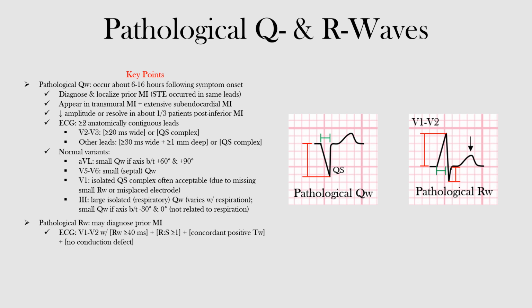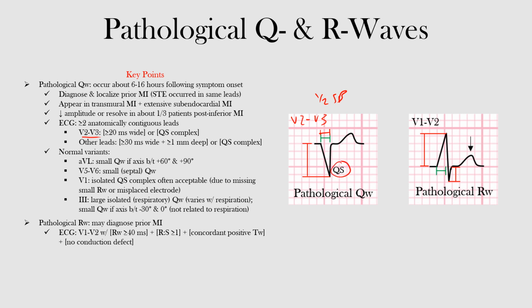So let's look at that here. The first one here is V2 through V3, and the width, so imagine this is maybe V2 and V3, is at least 20 milliseconds. Remember, 20 milliseconds would be half a small box. So it's clearly over a box here, so that would be 40 milliseconds. So we meet that.